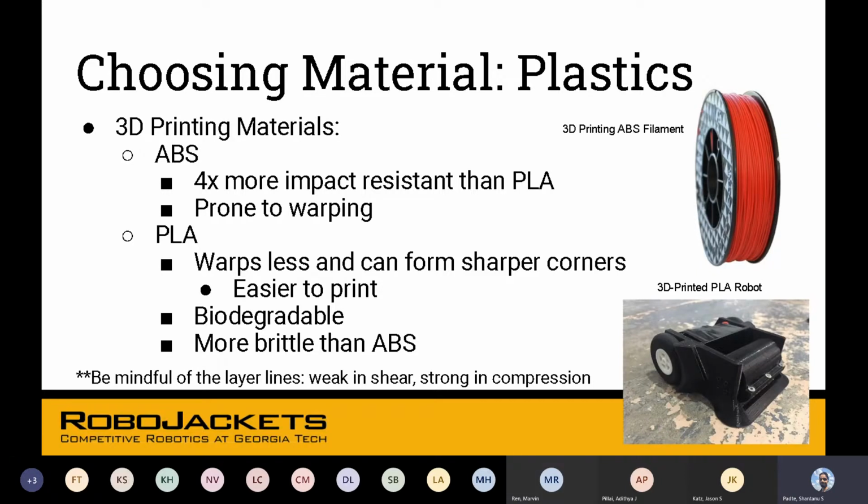Yes. So the thing about layers is that it sort of creates, well, I can't exactly say a gap, but because the plastic is laid down in such lines, it's weaker when you apply shear stresses to it, but it's stronger when you compress it. So the properties of the material are different in different directions. Do you understand? Okay, cool.